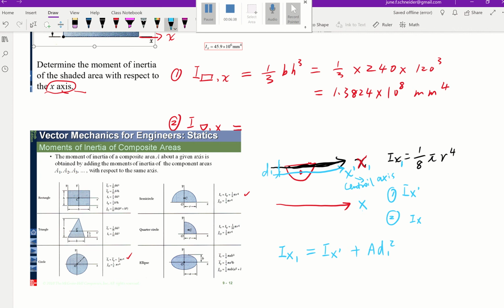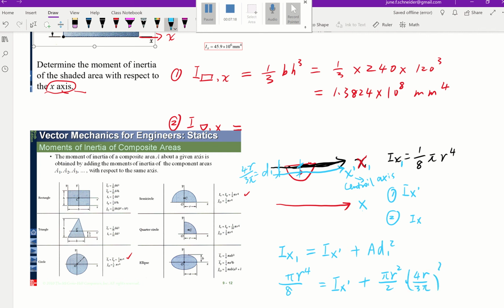Okay, Ix1, that's regarding the base, which is 8πr to the power 4. And we're solving Ix prime. We know the area of a semicircle is πr² over 2. Then what's our d1? Remember, this x prime goes through the centroid. Review our centroid topic: for a semicircle, that distance is equal to 4r over 3π. And that's going to be our d1, so it's 4r over 3π.